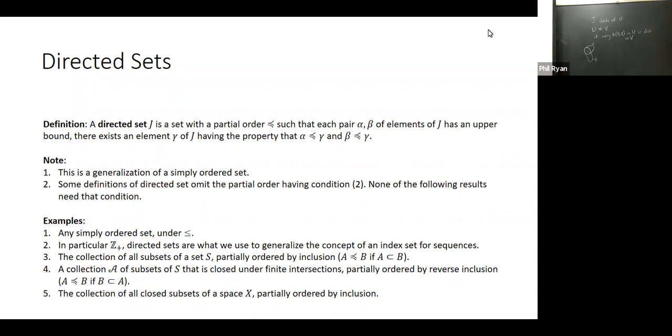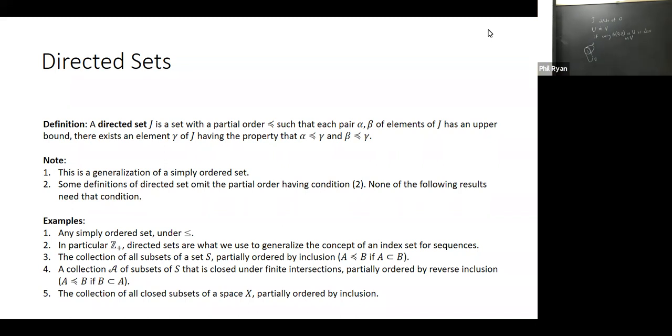And so, as I said, we're going to generalize the idea of sequences. So directed sets are what we're going to use to generalize the indexing of our sequences. So typically we have Z plus, the positive integers, which is going to index our sequences. That's an example of a simply ordered set. So now our sequences are going to be indexed by any directed set. So let's have a look at a few more.